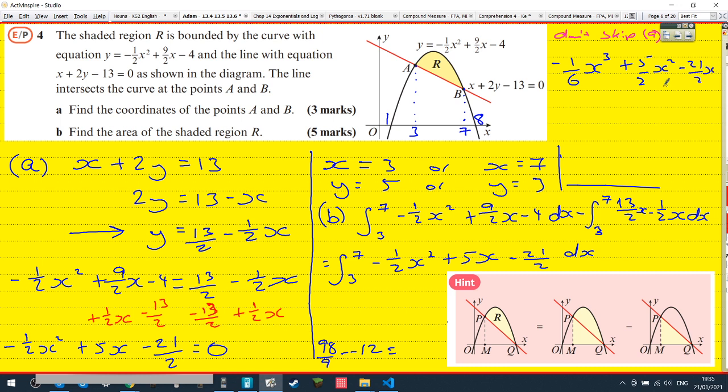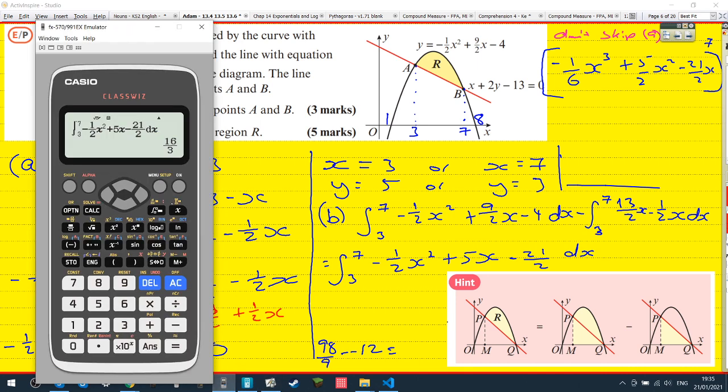Yeah. And then what do you sub in? You sub in 7 first. What do you sub in second? 3, and then you take away the answer for 3 from the answer for 7. And you get 16 over 3.